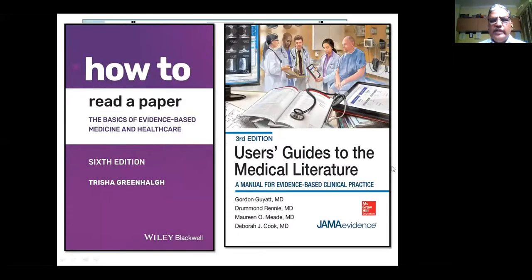If you are more interested in reading further and enhancing your skills, you can look at these two books. PDFs are also available on the internet. You don't have to necessarily buy them. How to Read a Paper and Users' Guides to the Medical Literature.